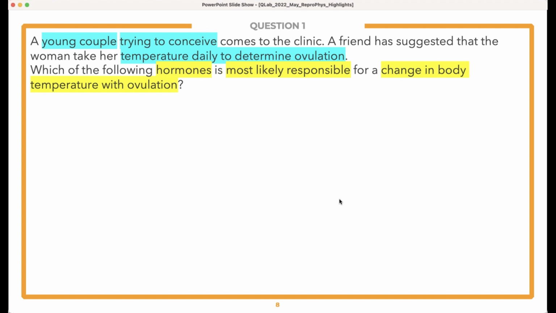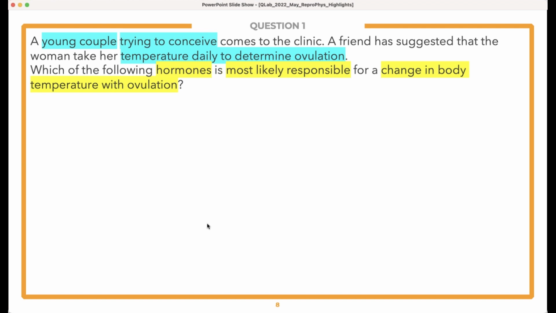This is maybe a little bit tougher to figure out. You could make an argument that this is a one-step question. We know that the body temperature is changing with ovulation, so what hormone does that? There might be more steps in there depending on how you look at it, but I think it's fair to say that this might just be a one-step question, okay?